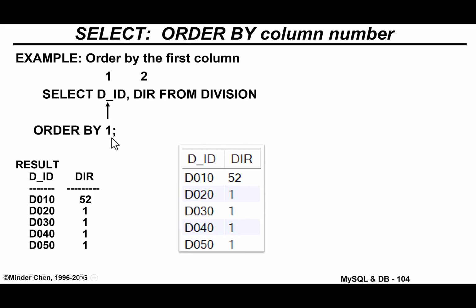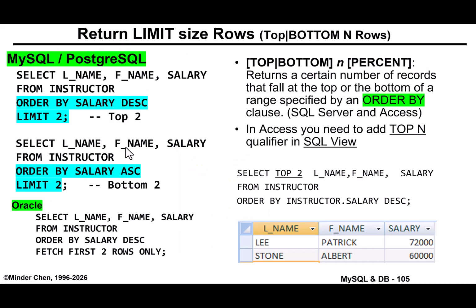You can use column name or column position in order by. Once again, we don't recommend using the position, but you can use it. And limit, it's not part of the big six SQL clauses, but at the very end of your SQL statement, you can add limit, which means only return two rows.